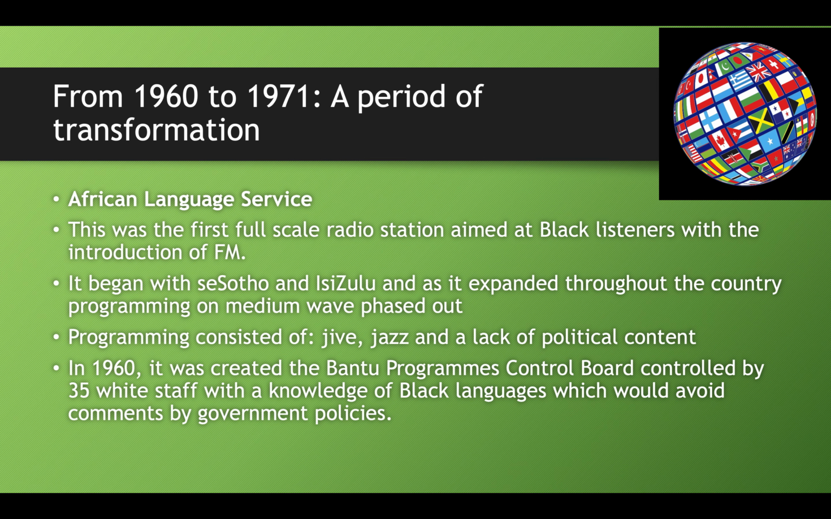African language service was introduced. A first-scale radio station aimed at Black listeners with the introduction of FM began with Sesotho and Zulu, and the program consisted mainly of jive, jazz, and a lack of political content. In 1960, the Bantu Programs Control Board was created, controlled mostly by 35 white staff with knowledge of Black languages, which would avoid comments on government policies.